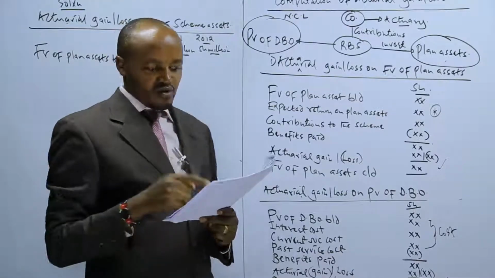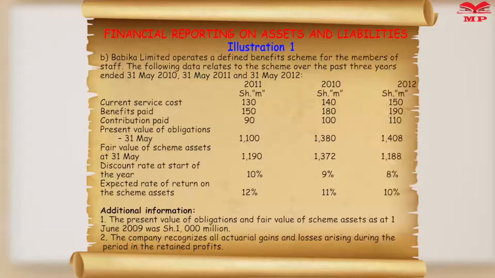The information here tells us that the current financial year ended on 31st of May 2010, meaning that the year started on 1st of June 2009. If you go back to the additional information, note 1, we are told that the present value of the obligation and the fair value of the scheme asset on 1st of June 2009, which is the start of the first year, was how much?